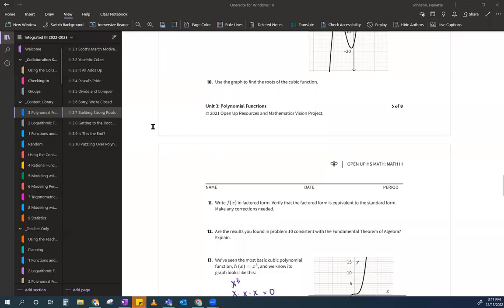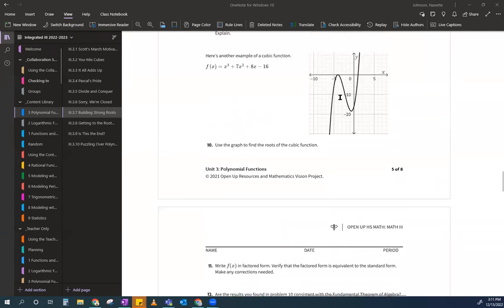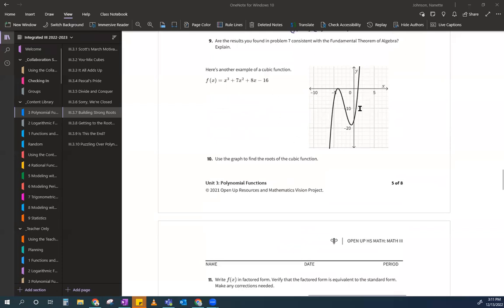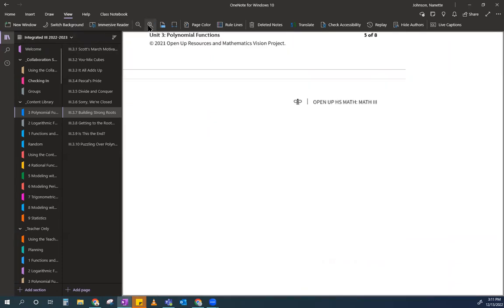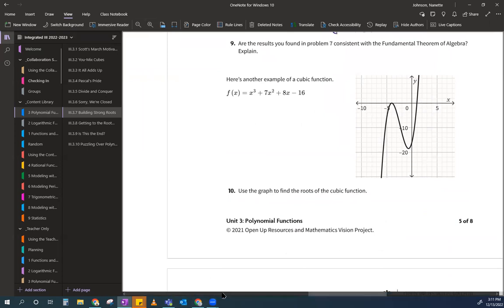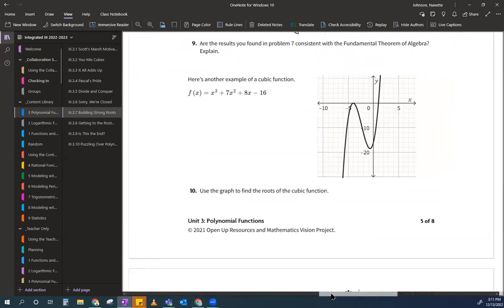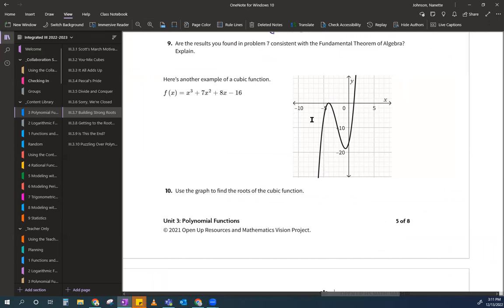So we'll be going over 3.7, part of the lesson, numbers 10 and 14. It says use the graph to find the roots of the cubic function. Okay, so we're looking at this and we need to find the roots. If I zoom in enough, you'll be able to just pick off the roots, as long as they're nice roots.